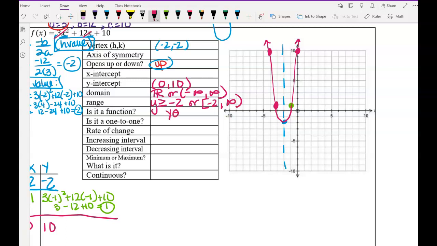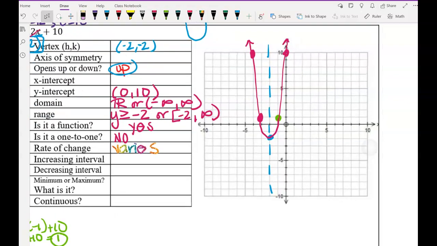It's always going to be a function for all quadratic formulas. It is not a one-to-one because remember, it does not pass a horizontal line test. The rate of change for all quadratic functions, we are going to say it varies. It does have an increasing and decreasing interval.